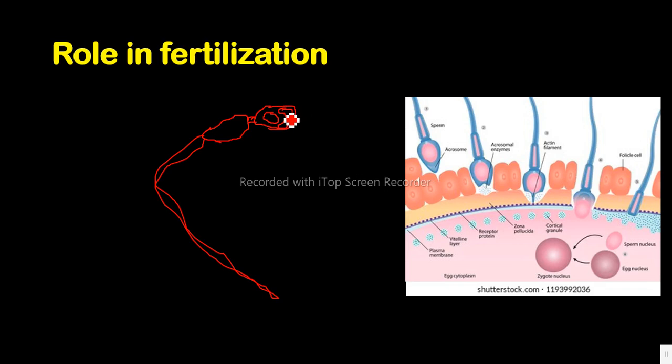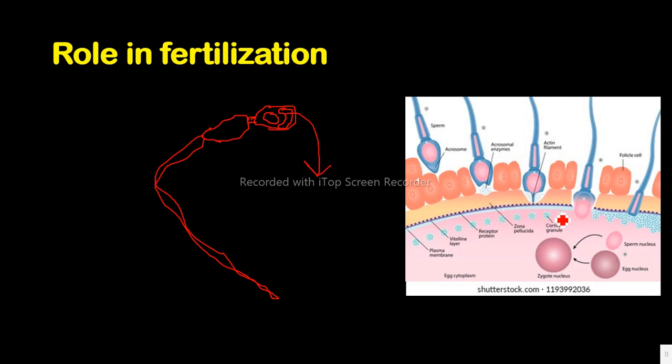Now, without this acrosome, trust me, the sperm cannot penetrate the zona pellucida. I hope you've heard of that term. This layer here is a layer of glycoprotein, with very many carbohydrate molecules within it that you cannot easily penetrate. It's not a membrane.